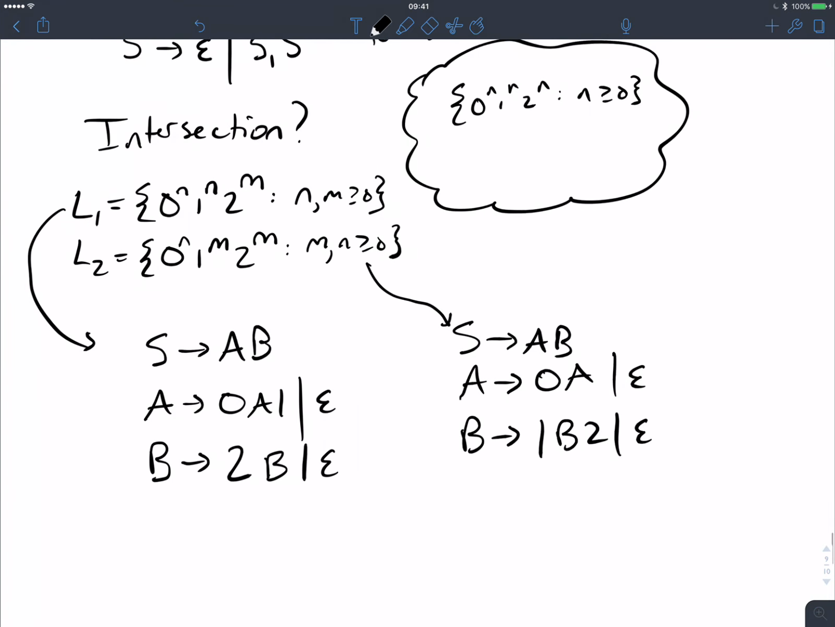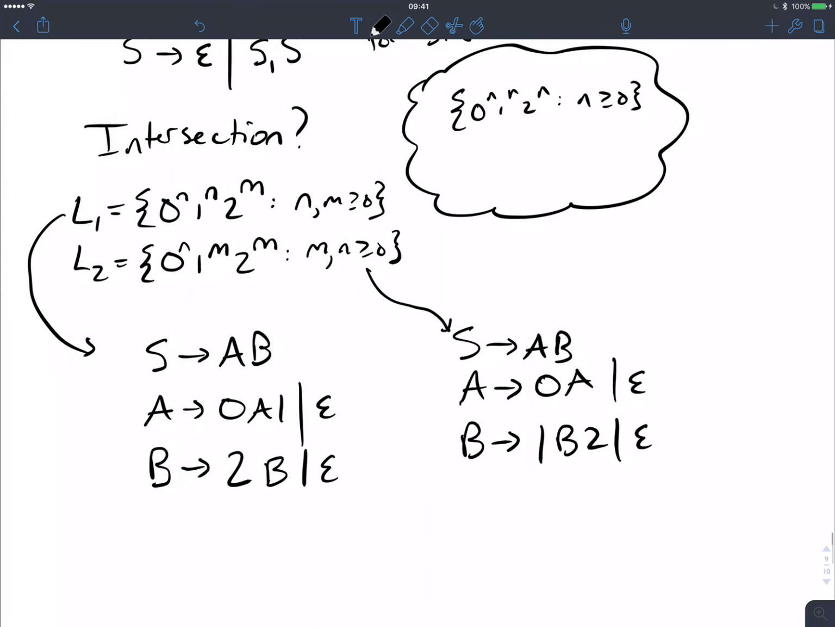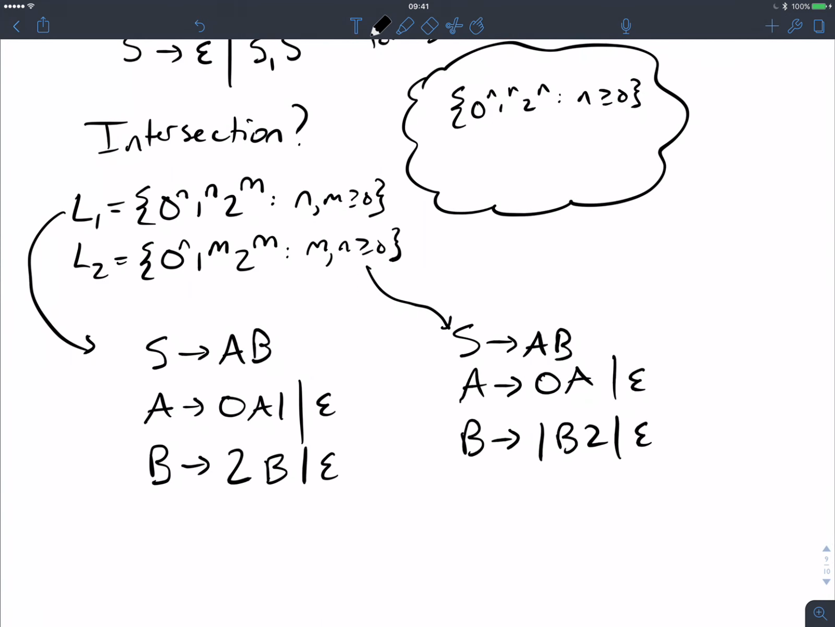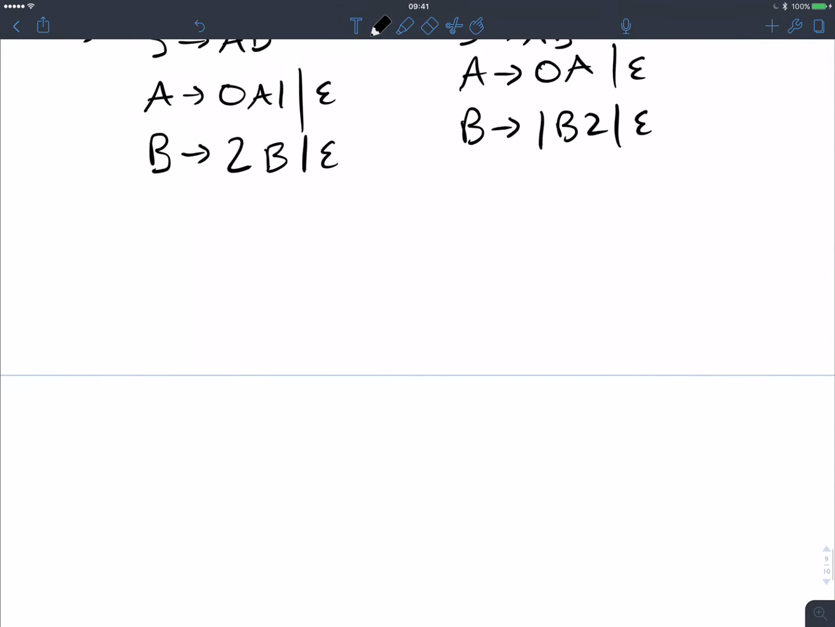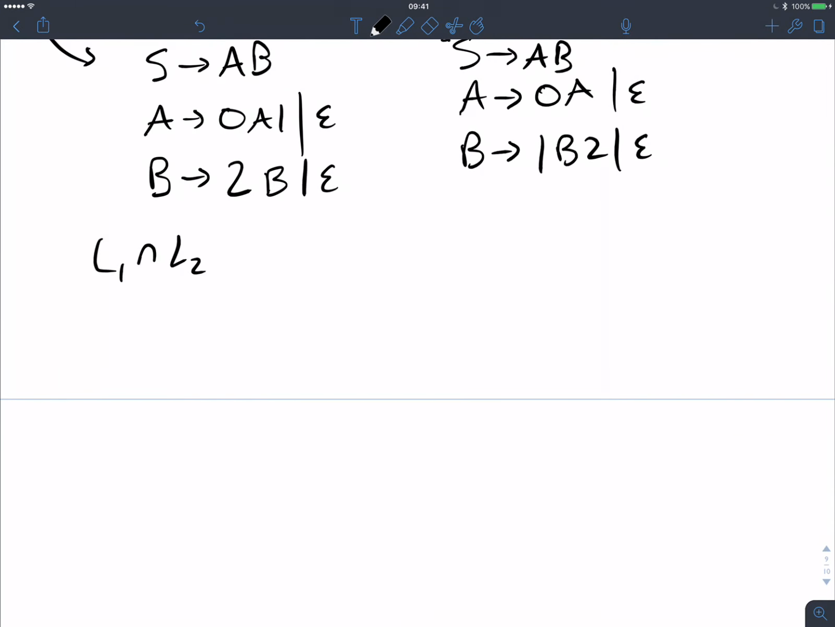But what's their intersection? Well, it has the same number of zeros and ones and the same number of ones and twos. So it's all the same. Oh, did we see that that language is not context-free? Yeah. So L1 intersect L2 equals 0 to the n, 1 to the n, 2 to the n. But this is not a CFL.